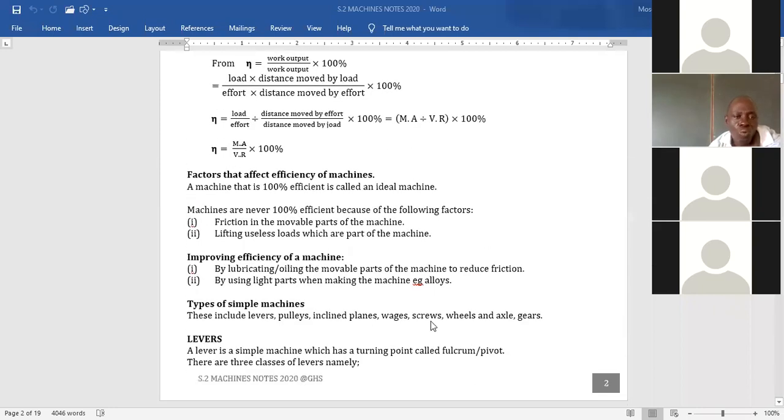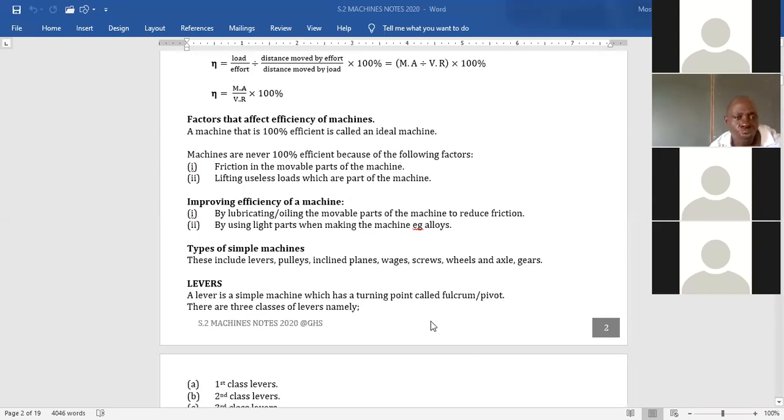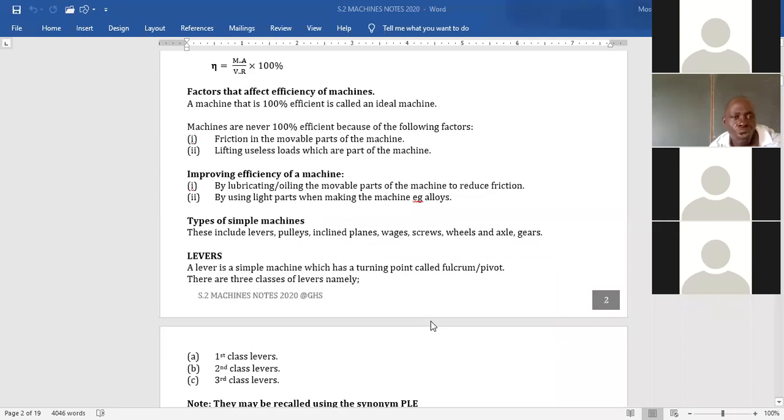Okay, now we have used those terms. I hope we have understood what efficiency is all about. So we look at the factors that affect our efficiency.